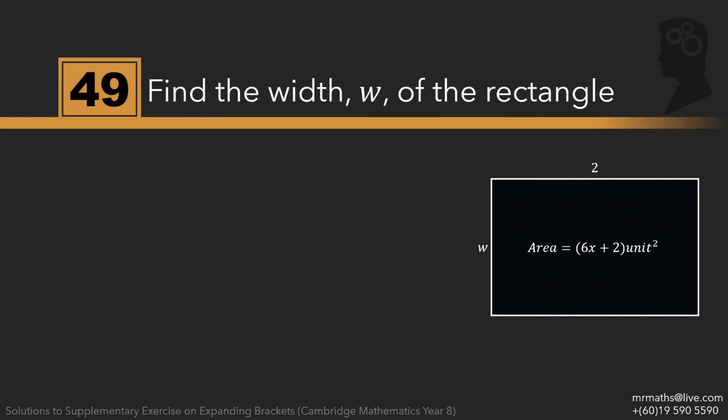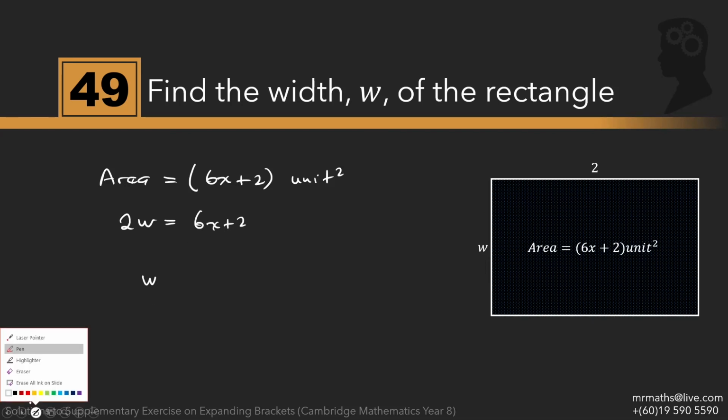The question is quite similar. We are going to find the width when the area is given. So the area is 6x plus 2 unit square. And the area is given by the multiplication of the width and the length, so that is 2w. That should be equal to 6x plus 2. We want to find out the width, so what we need to do is to divide both sides by 2. The reason why 2 is chosen is that it is the coefficient of w. By dividing by 2, we can cut it out, because 2 divided by 2 is equal to 1.